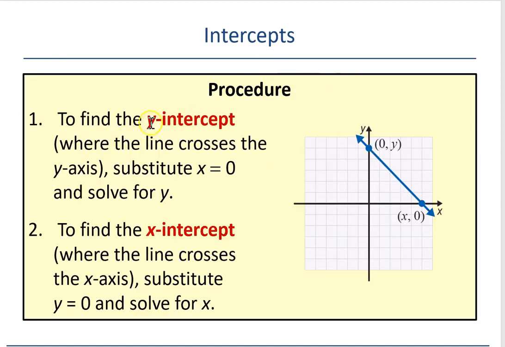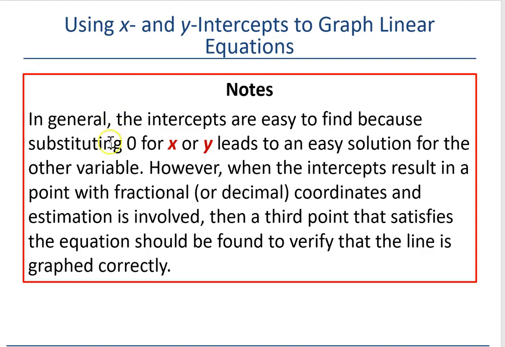All right, we're going to start looking for y- and x-intercepts. To find the y-intercept, where the line crosses the y-axis, substitute 0 for x. Notice what it says here. When x is 0, where is it crossing? And solve for y. To find the x-intercept, make the y 0. That's just how you remember it. To get the x-intercept, make the y 0. To get the y-intercept, make the x 0. And in general, intercepts are easy to find because substituting 0 for x or y leads us to an easy solution for the variable.